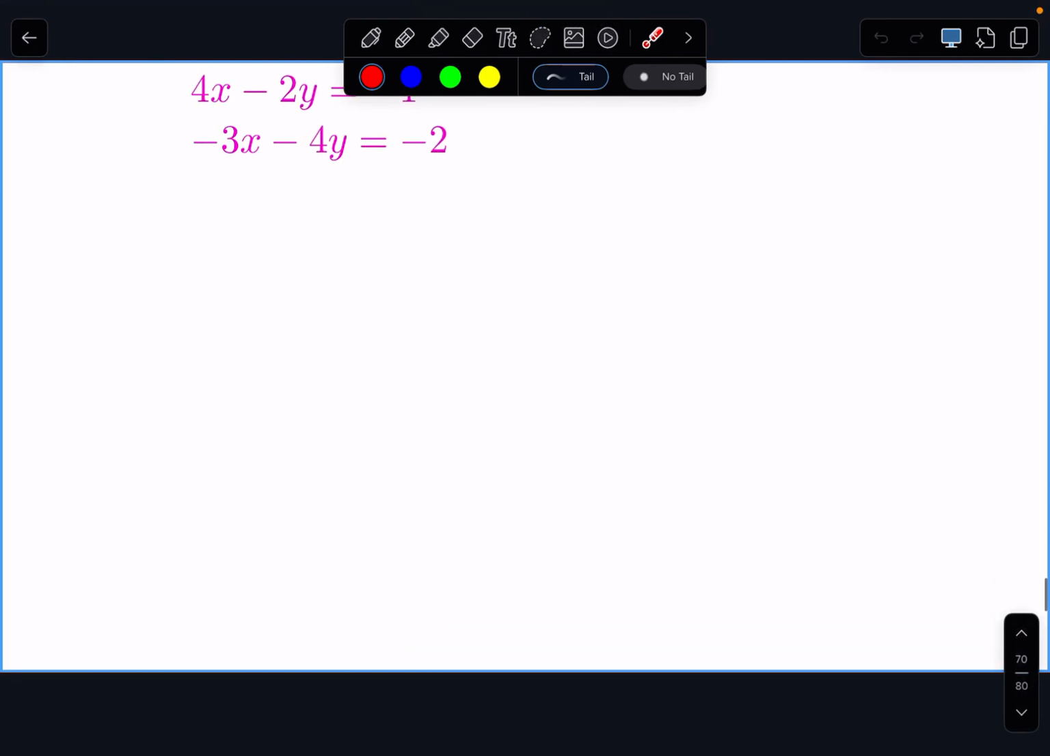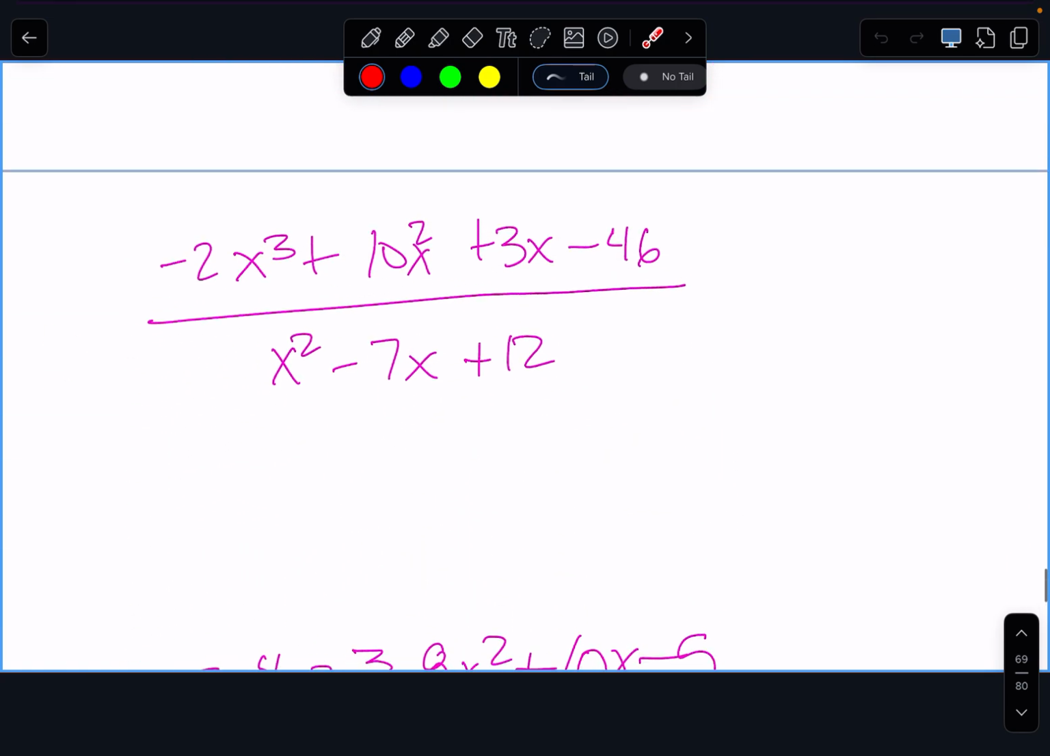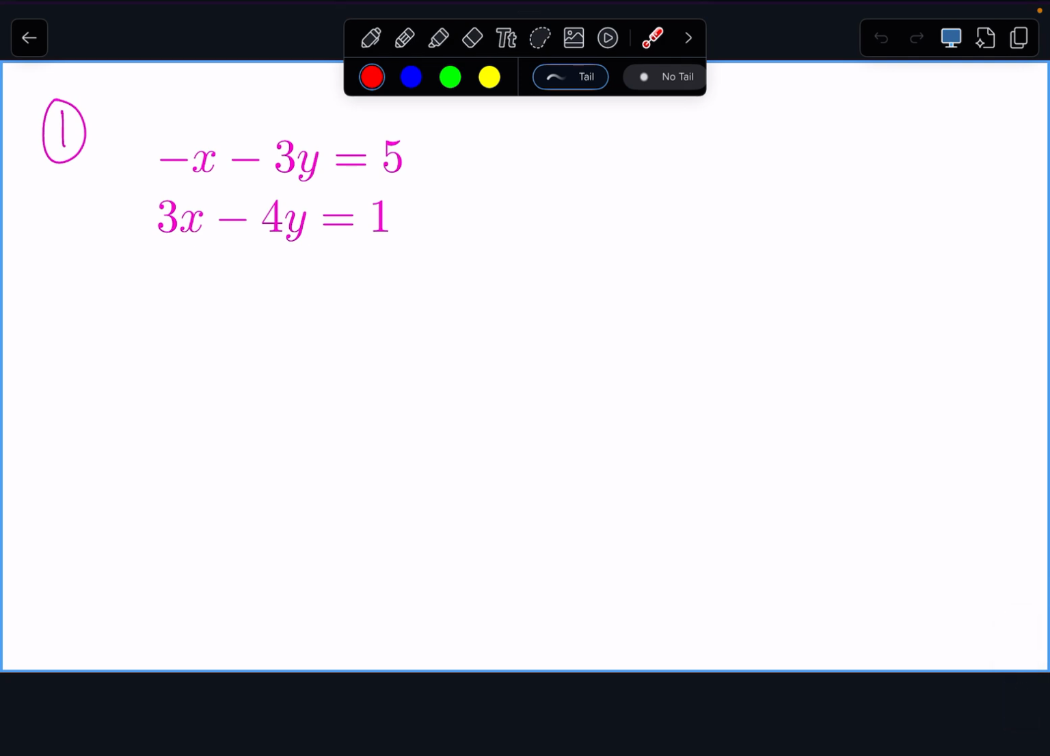Number one, and yeah, the first few are matrices. You can solve this however you want. If you want to make a matrix, you can do it. But I think it's easier, and probably you would agree, if you solve it like you did in 8th grade.